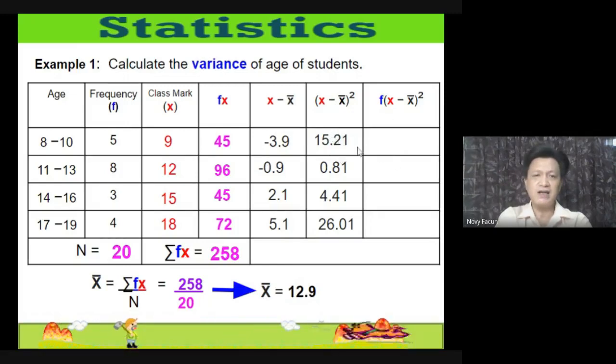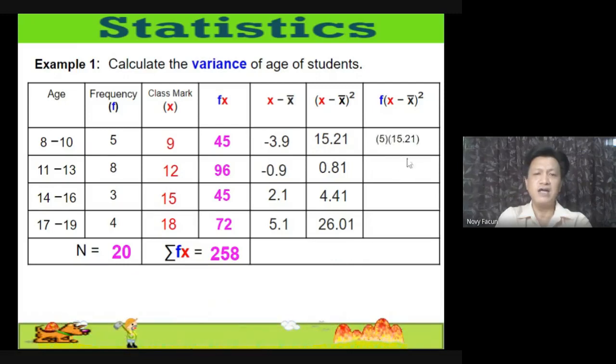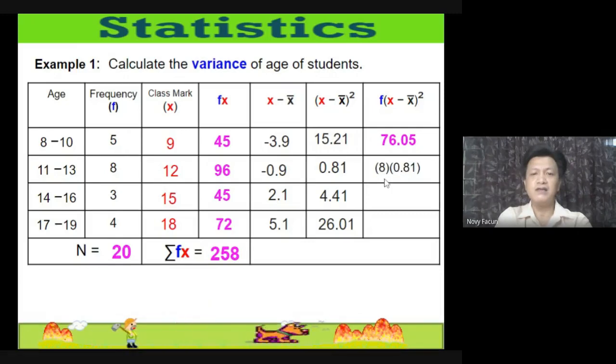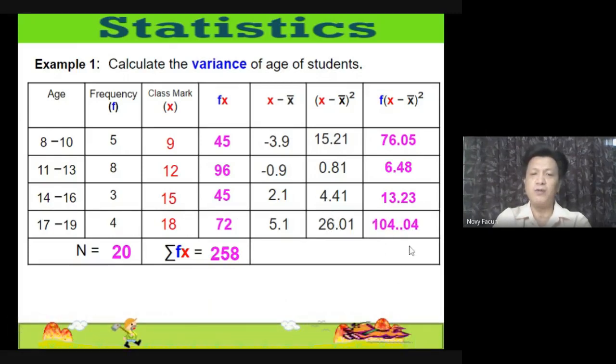Okay, ibig sabihin, i-multiply lang natin ito. So i-multiply lang natin yung ating 5 times 15.21. Ito yung frequency, tsaka yung kanyang square. That is equal to 76.05. Then we have to multiply the second. We have 8 times 0.81. That is equal to 6.48. And then dito naman, 3 times 4.41, that is 13.23. Then 4 times 26.01, that is equal to 104.04.